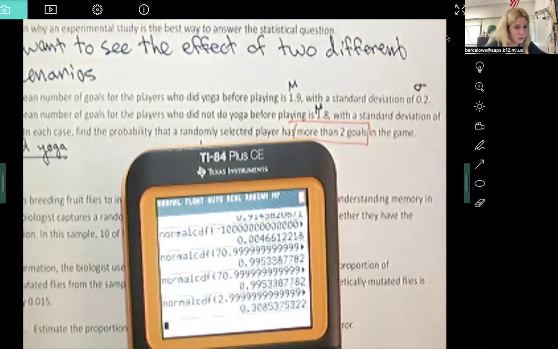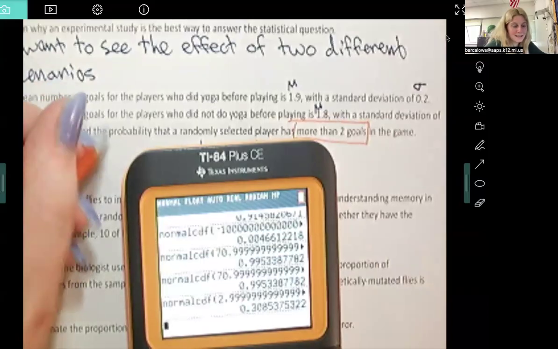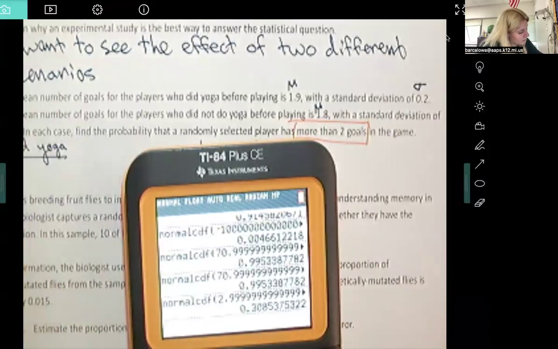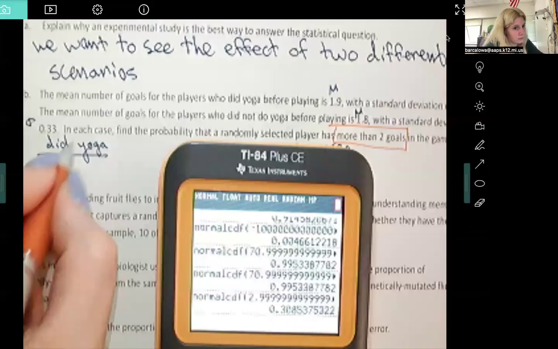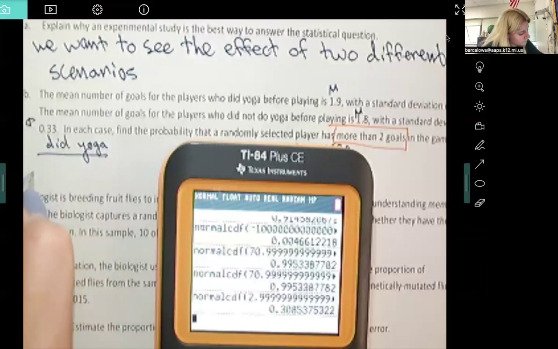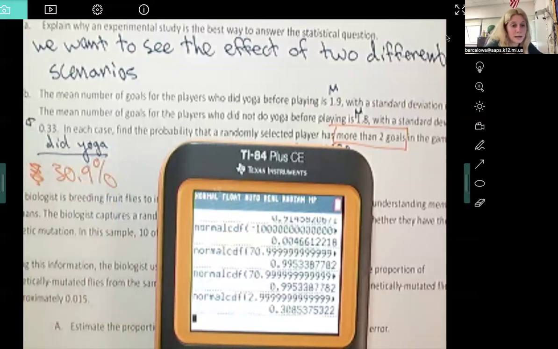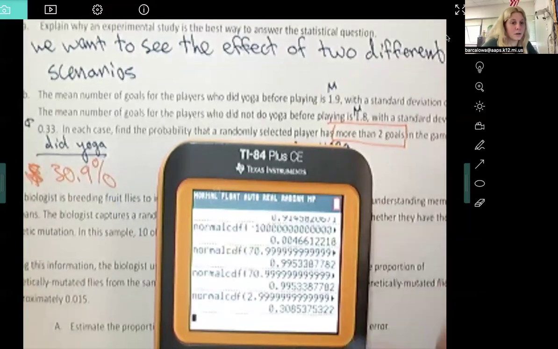Okay, so the probability, that's the same. Some people have been getting tripped up on that. That's the same as asking about the proportion. So the probability that a player who did yoga scores more than 2 would be about 30.9%. Or you can report it as the decimal as well.